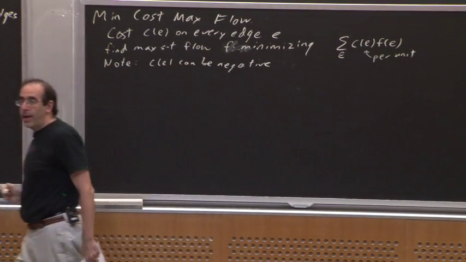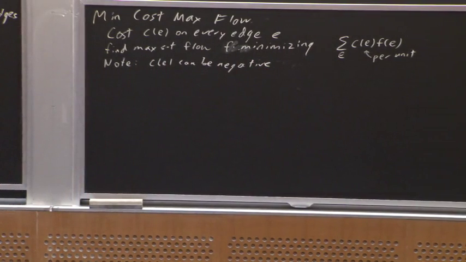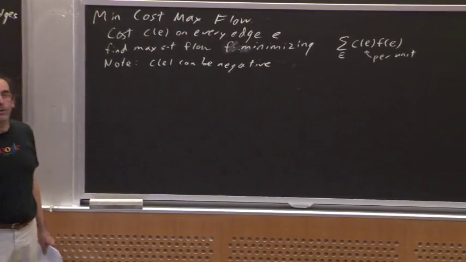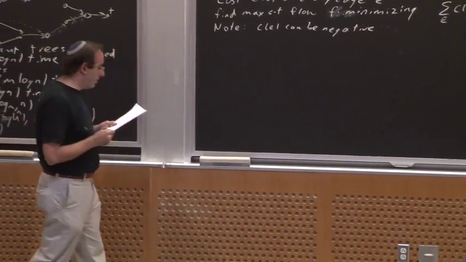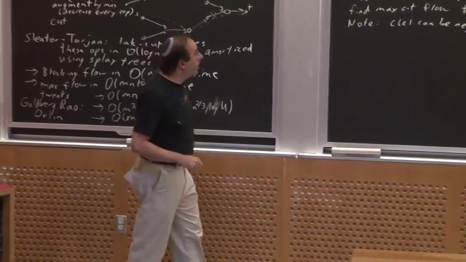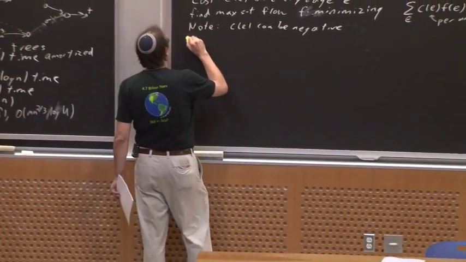What does it mean to have a negative cost? Well, it just means that you have a profit for sending flow through an edge. Okay. And we'll sort of explore that as we proceed. Now here's another thing to note.